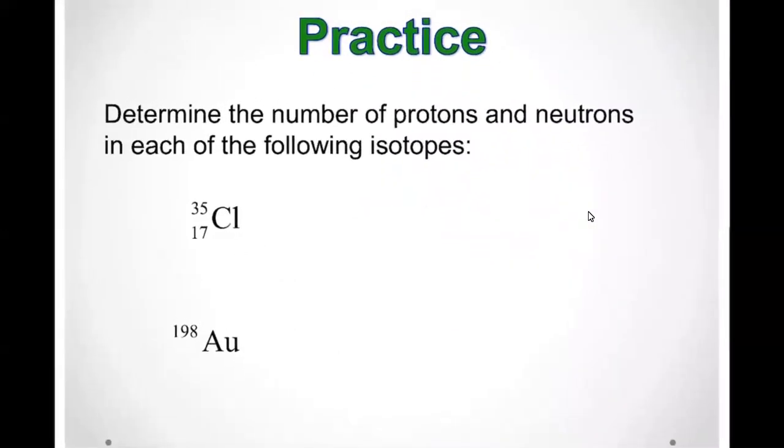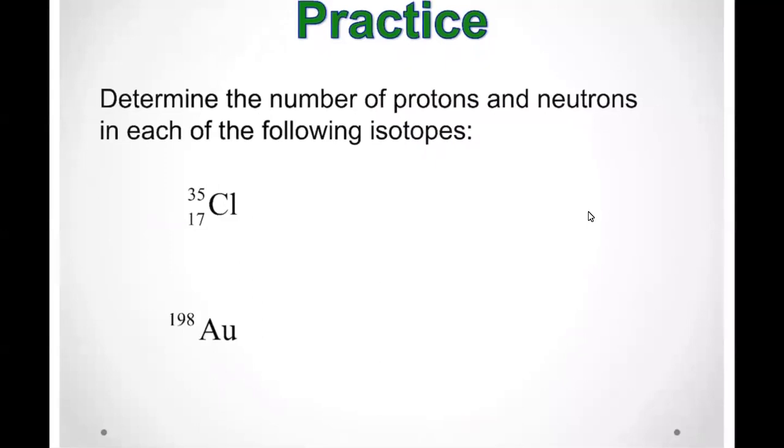Okay, a couple more practice problems. Determine the number of protons and neutrons in each of the following isotopes. So you can go ahead and pause it. Okay, so here we have chlorine. It's telling us it's element 17, which has 17 protons. Okay, so protons equal 17. How many neutrons? Well, we know that 35 is the total of protons and neutrons. Subtract out the protons and you are left with 18 neutrons.